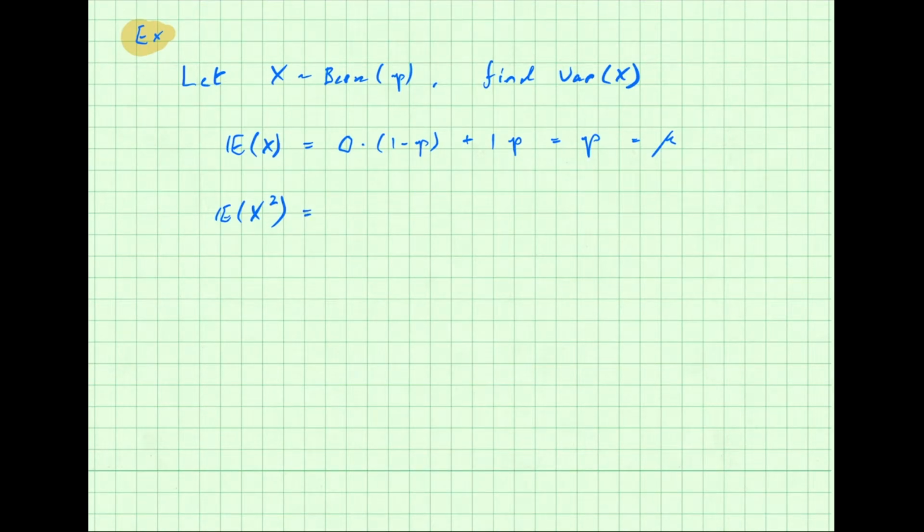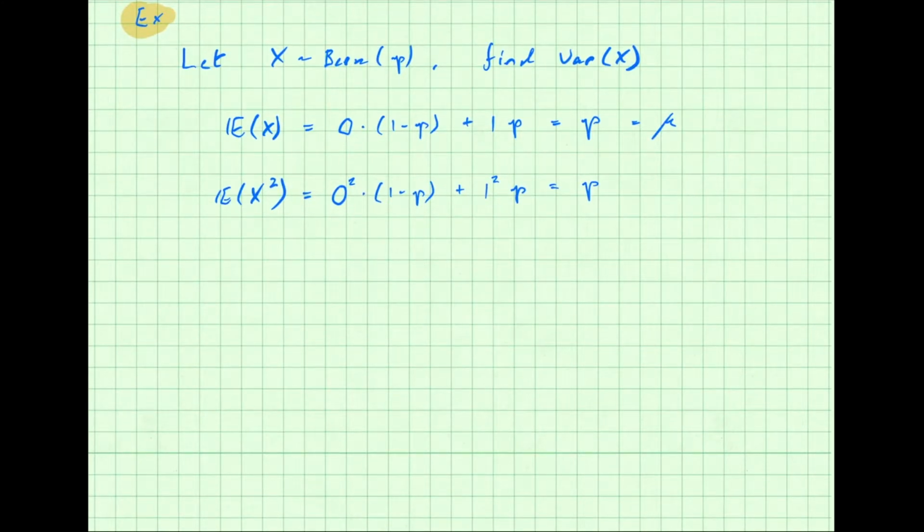Of x squared works in a similar way. So we write down the value of x squared times the probability of having that value of x squared, and then we sum. So the first option is 0 squared, times the probability of x equals 0, which is 1 minus p, plus the value 1 squared times the probability of x having the value of 1, and that's p. And so this is again equal to p, right? So the expected value of x squared is also p.